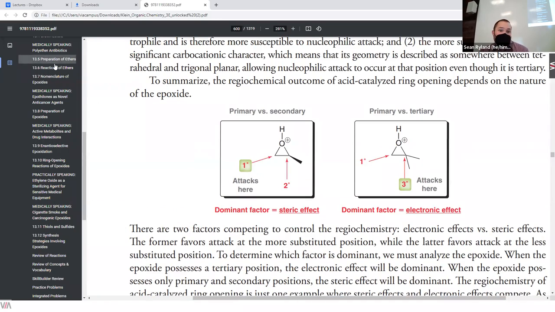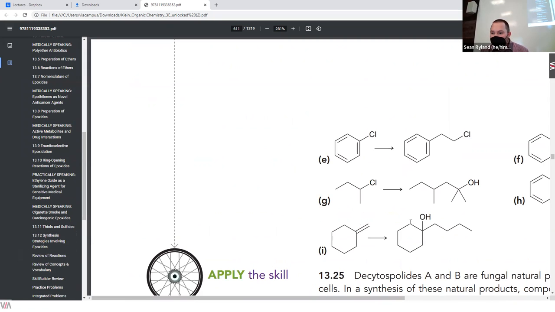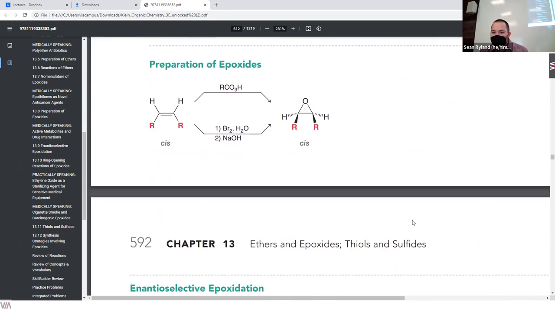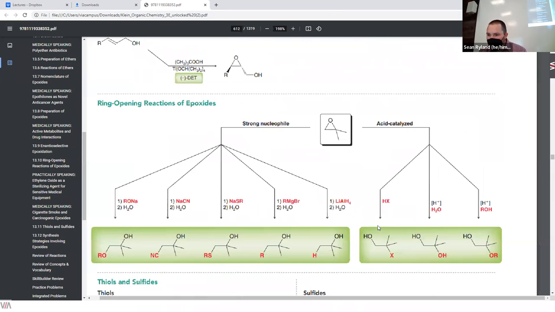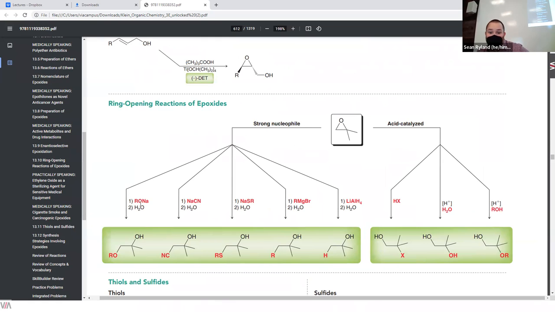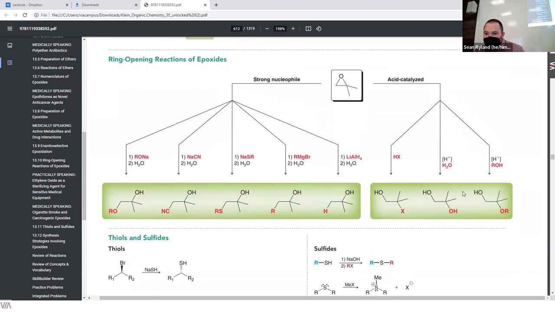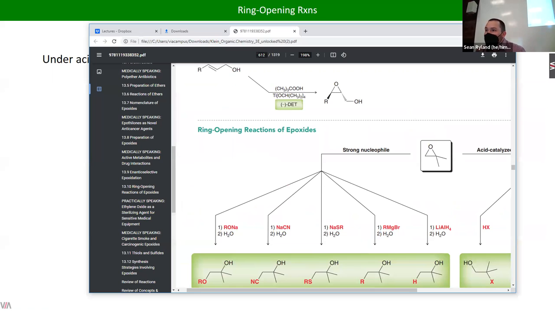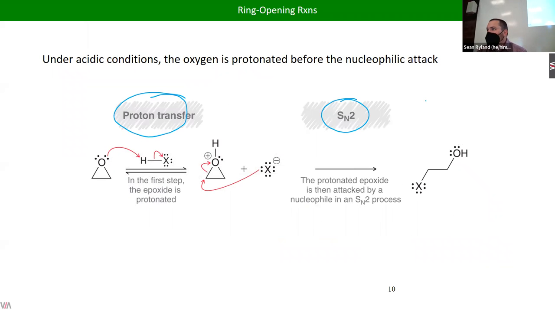Right? And so this means we actually have a very convenient way of controlling these. If you do it under basic conditions, you get your nucleophile adding to the less substituted carbon. If you do it under acidic conditions, your nucleophile adds to the more substituted carbon. So it's a really easy way to control Markovnikov versus anti-Markovnikov. Because it's kind of like an addition, right? It's technically substitution, but it looks a lot like an addition. Technically Markovnikov's rule only applies to addition reactions on alkenes, but we can still use that same kind of terminology here.